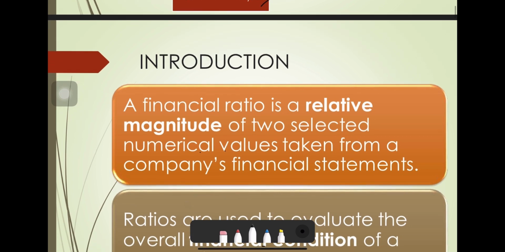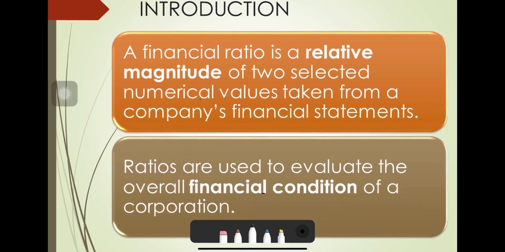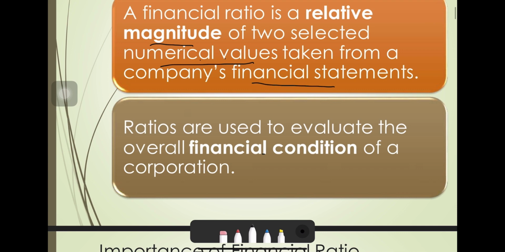Alright, so let's have a look at the introduction. Okay, a financial ratio is a relative magnitude of 2 selected numerical values taken from a company's financial statement. So, we are going to look at the numerical values taken from a company's financial statement, okay, to look at the magnitude, to what extent this ratio is changing and affecting the condition of a company. And the ratios are used to evaluate the overall financial condition of a corporation. So, we are going to calculate the ratio and then interpret the ratio, okay, to look at the performance of the company, whether the company is doing good or not.